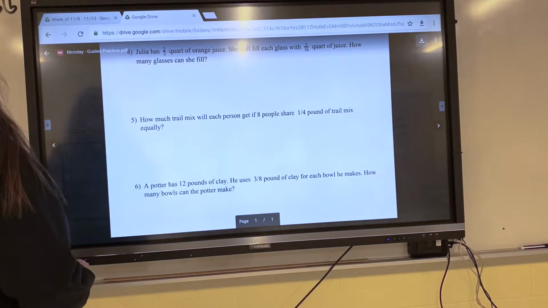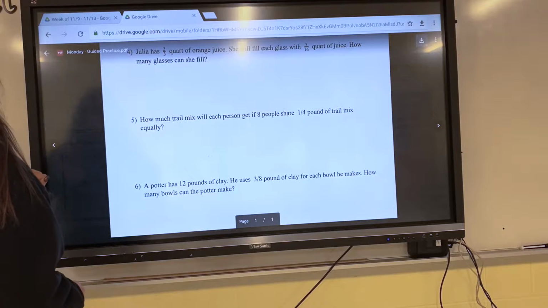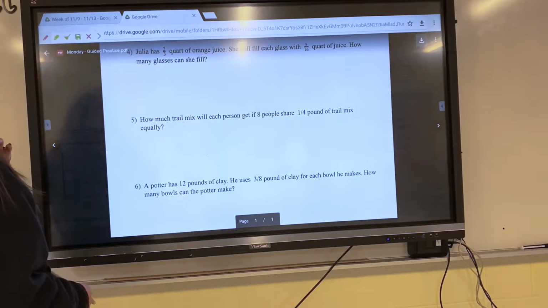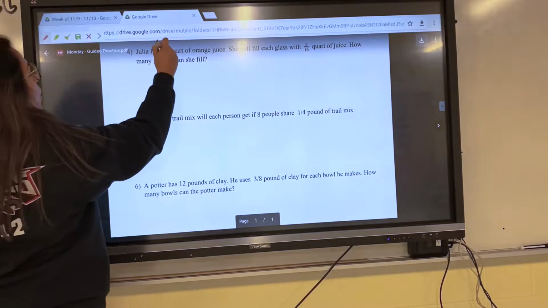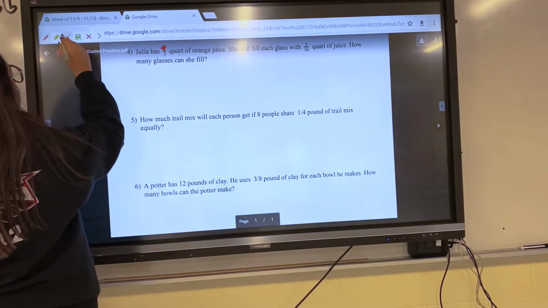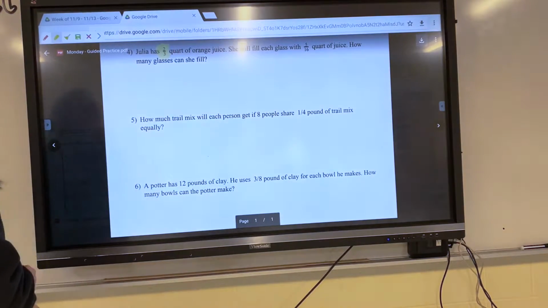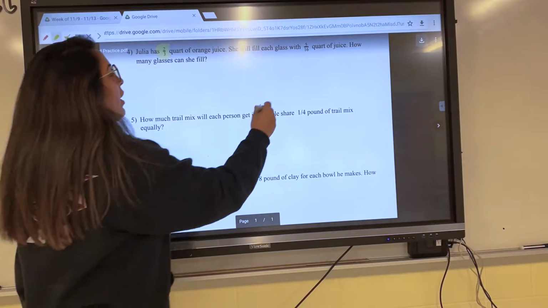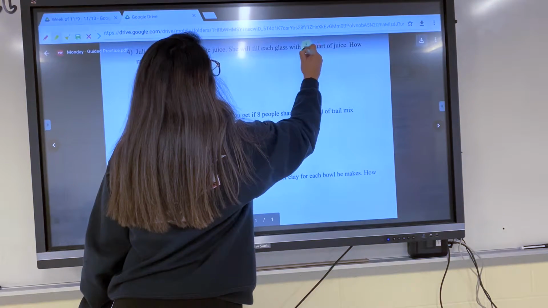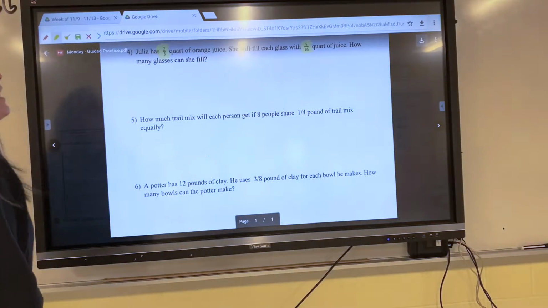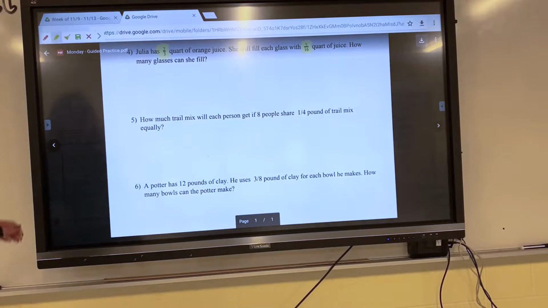Okay. Number 4 says, Julia has 2/3 a quart of orange juice. Oh, oops, my bad. There you go. She will fill each glass with 5/16 quart of juice. How many glasses can she fill?